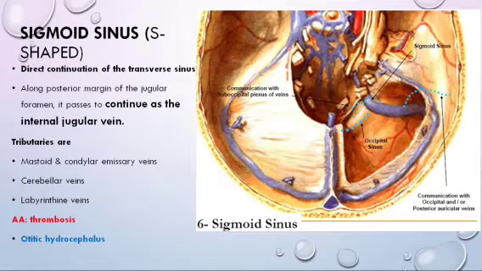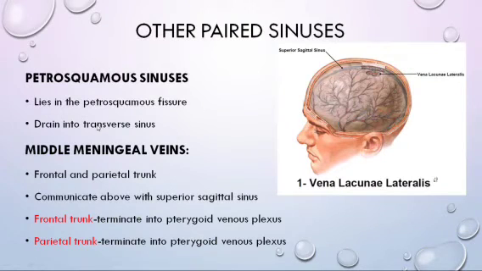So this is the superior petrosal sinus. Actually, between the petrous part of the temporal bone and the squamous part of the temporal bone, you have a fissure that is called the petrosquamous fissure. So here lies the petrosquamous sinus. Okay. So it drains into the transverse sinus.